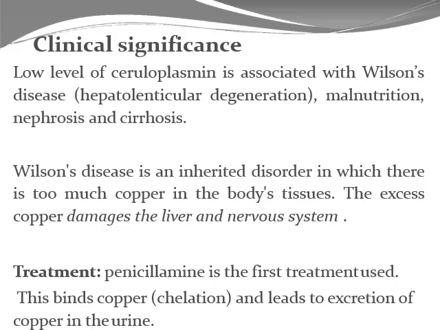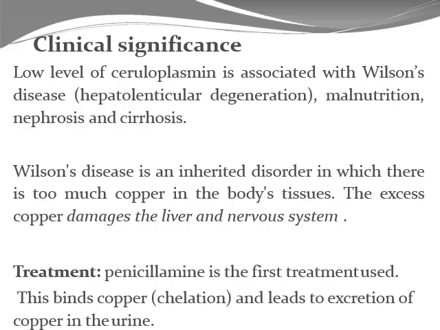Low level of ceruloplasmin is associated with more free copper, and this may create a condition called Wilson disease, also known as hepatolenticular degeneration. It may cause malnutrition, nephrosis as well as cirrhosis. Usually Wilson disease is an inherited disease where there is too much copper in the body. Too much copper can be damaging to our liver as well as to our nervous system. So if we have a low level of ceruloplasmin, it means that there will be more freely circulating copper.